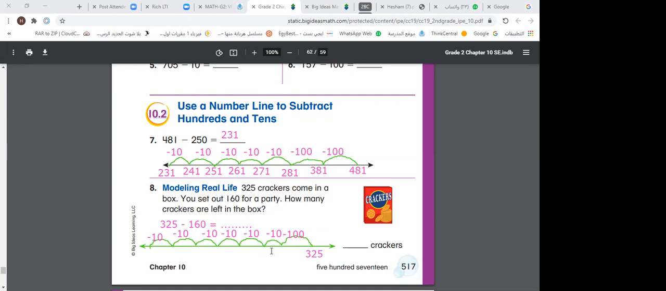Okay, now Muhammad, let's subtract. 325 minus 100 equals what number? 225. 225, very good. 225 minus 10 equals what? 215. Super. 215 minus 10? 205. Okay, 205 minus 10. 195. That's right. Excellent, Muhammad. 195 minus 10. 185. 185 minus 10. 175. 175 minus 10 equals what number? 165. So the answer equals 165.